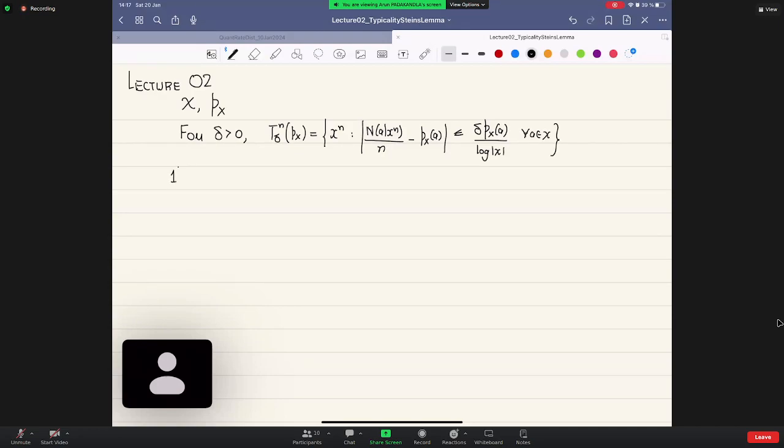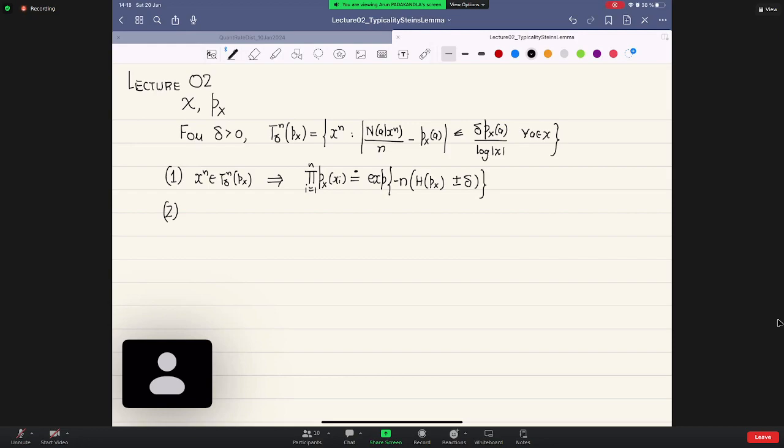So one, Xn belongs to T delta n Px implies, if I look at this, Px of xn, I get exp minus n times, sorry, this is actually, so I will put it this way with a dot at the top, h of Px plus or minus delta. Okay, so you know what it means. I will also state a definition after this.